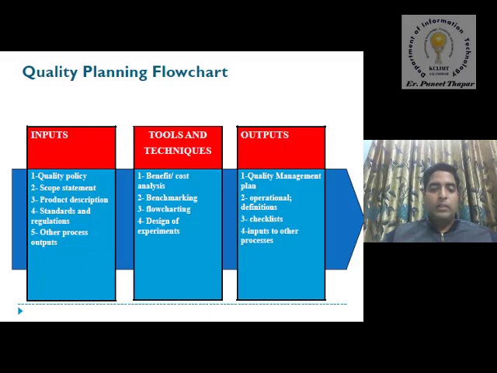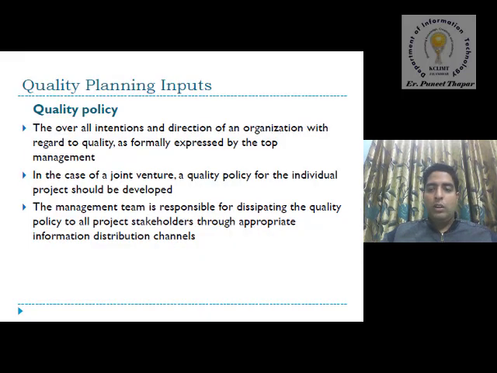So let us discuss the inputs first. The quality planning inputs are the first parameter that is used to plan quality. The first input is quality policy. First of all, we design the overall intention and direction of the organization with regard to quality, as formally expressed by top management. It means top management designs a policy for a product or for a software development process, which is used to design quality software.